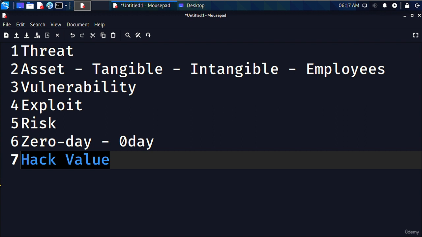Lastly, hack value. The hack value is commonly referred to as the motivation or the reason for performing a hack on the system or network. It is the value of accomplishing the goal of breaking into a system. You are now able to better describe the terminology used in penetration testing. In the next lectures, we will look at each phase of a penetration test.